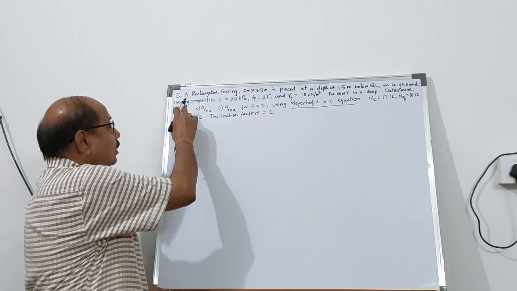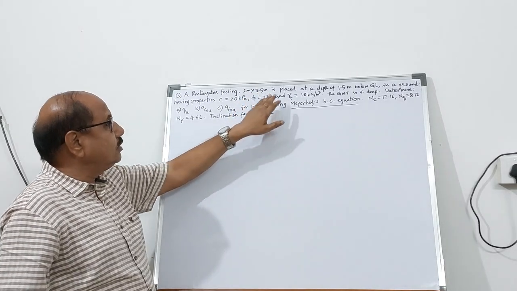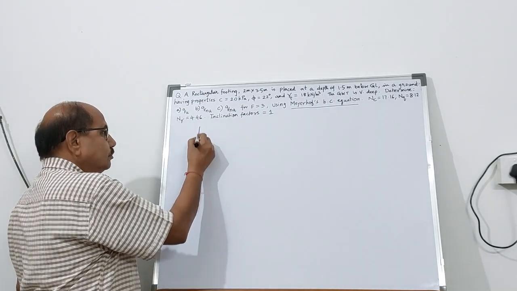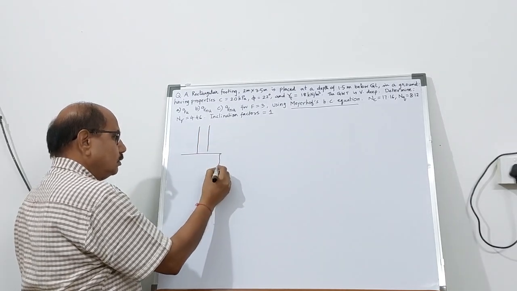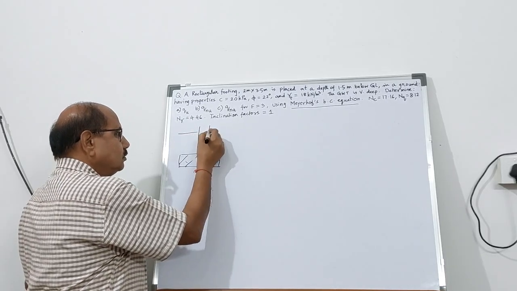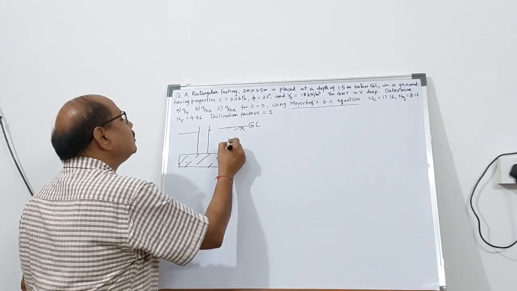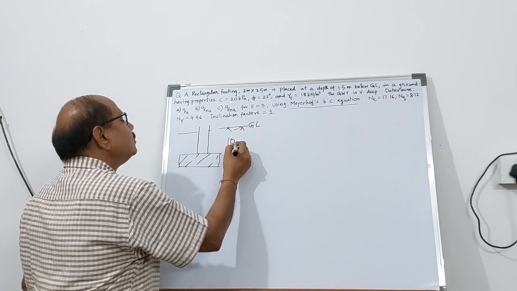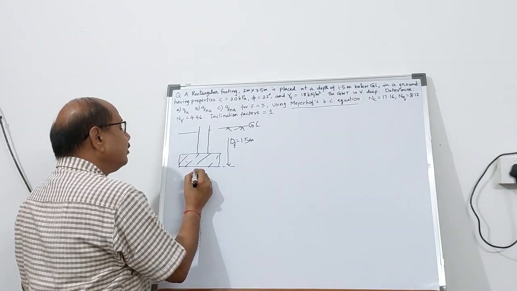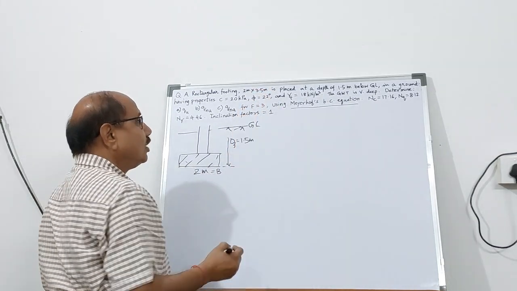So let's see the problem. A rectangular footing, the size is given 2 meter by 3.5 meter, is placed at a depth of 1.5 meter. So you have a footing, and this footing has been placed below the ground surface or ground level at a depth of Df equal to 1.5 meter. The width of the footing is given to you as 2, and the length of the footing is 3.5.